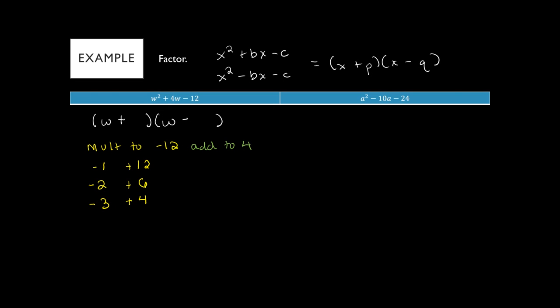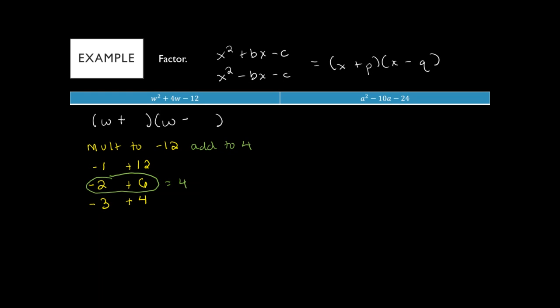So that's kind of why I write these this way. Because our middle term's positive, the bigger of the two pairs is going to get the plus, the other one's going to get the minus. So now you're looking at these and you're saying, okay, which one gives us 4 when we add these together? And in this case, it's negative 2 plus 6. So when you add those together, those give you 4.